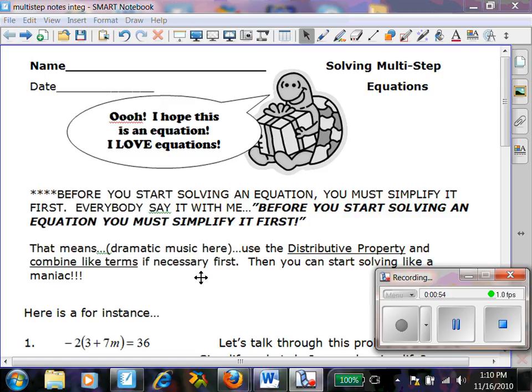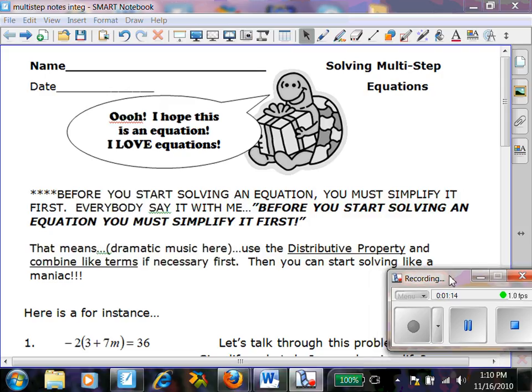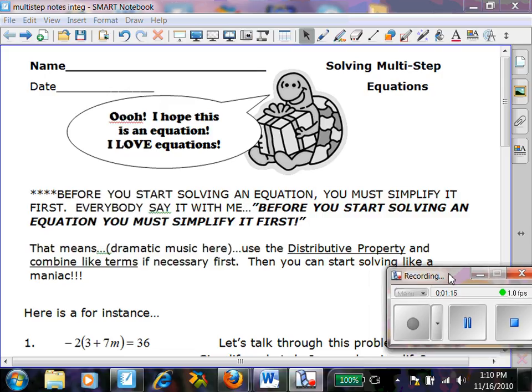All right, so what does that mean? That means you use the distributive property and combine like terms, if necessary, first. Then you can start solving like a maniac of algebra. And you solve it like you've never solved before.